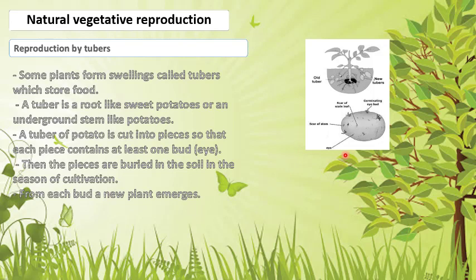Some plants form swellings called tubers, which store food. A tuber is a root, like sweet potatoes, or an underground stem, like potatoes. A tuber of a potato is cut into pieces so that each piece contains at least one bud. Then the pieces are buried in the soil in the season of cultivation. From each bud, a new plant emerges.